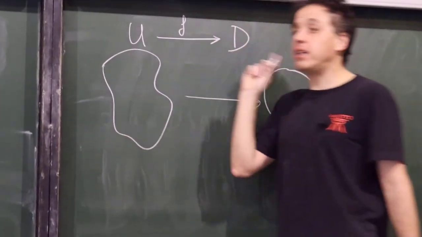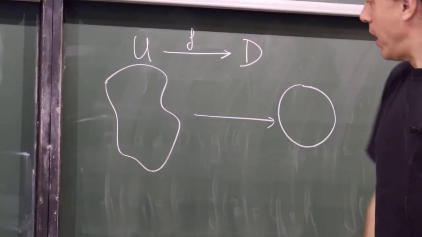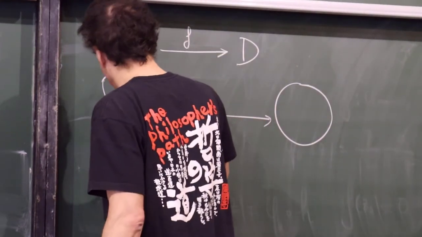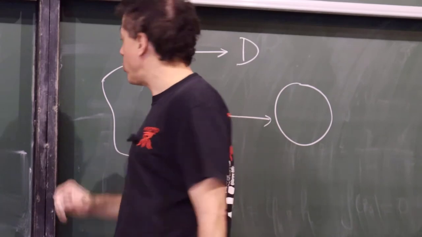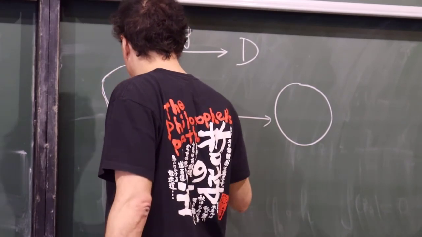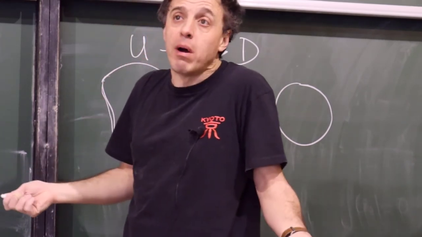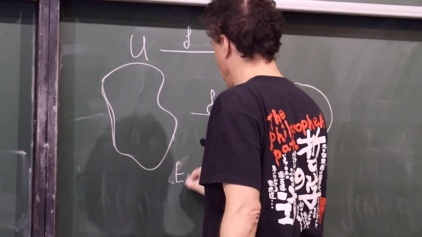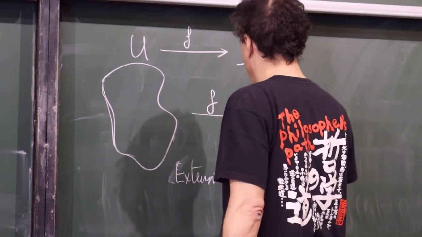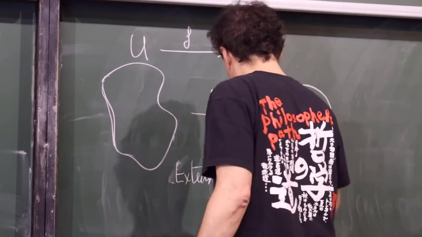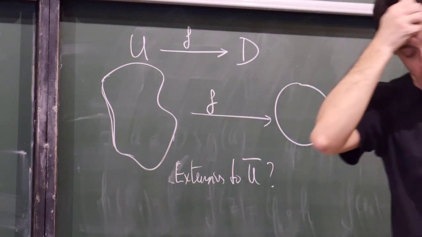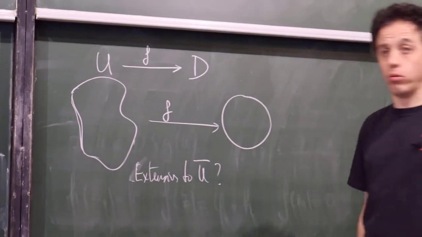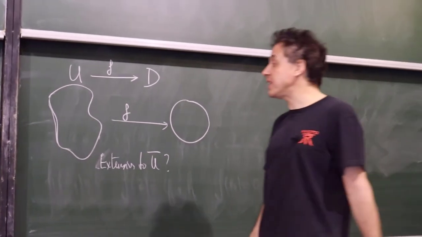This biholomorphism is defined in the interior. So is it possible to extend this map to the boundary, as a continuous map, for instance? Is it possible? Well, the answer is that in general it is not possible. The answer is in general, no. Sometimes yes, you can extend, sometimes not.